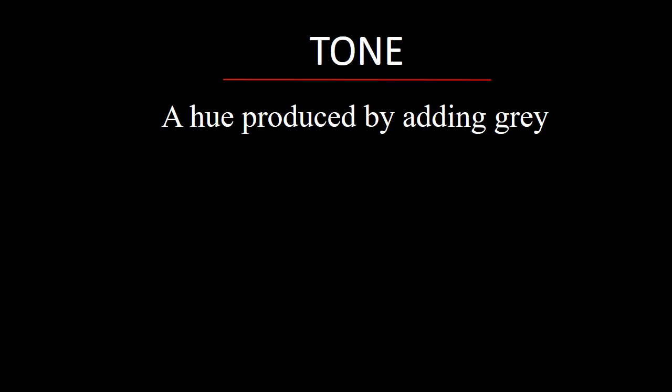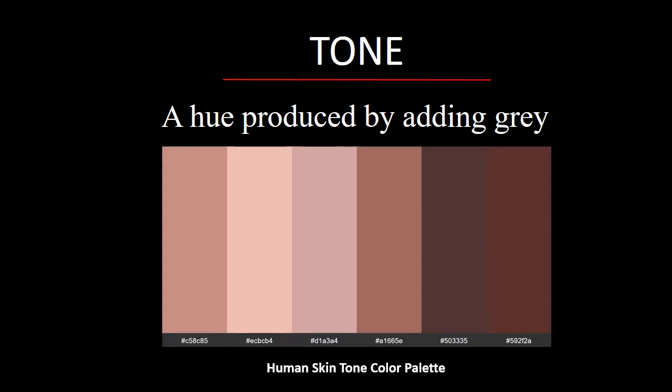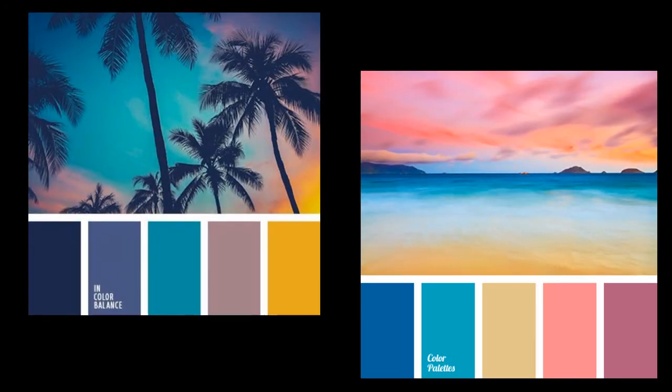A hue produced by adding grey is known as a tone. For example, a human skin tone color palette is presented here. Here you can see the different color tones of a scenario.